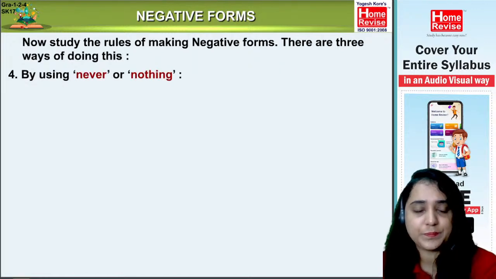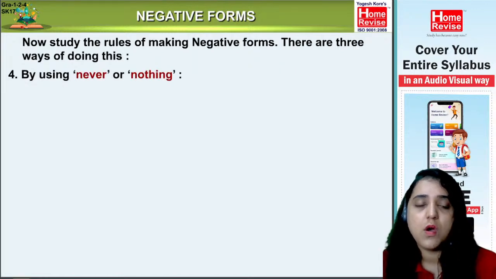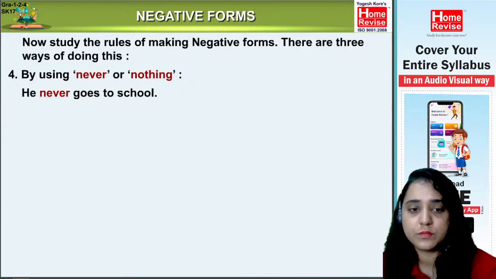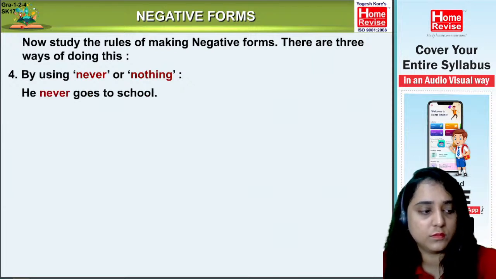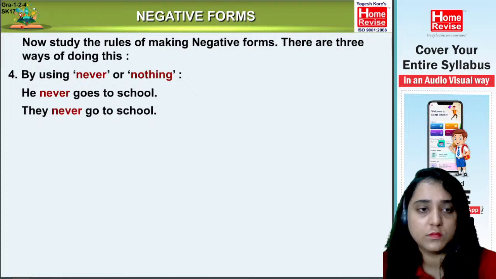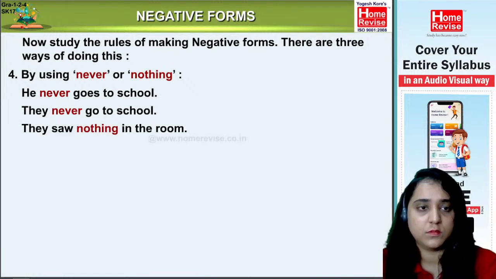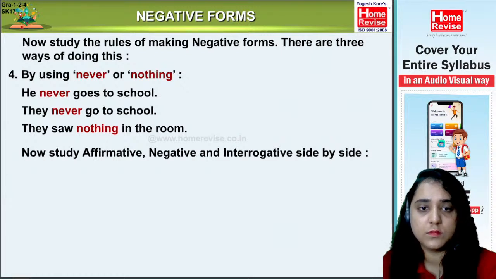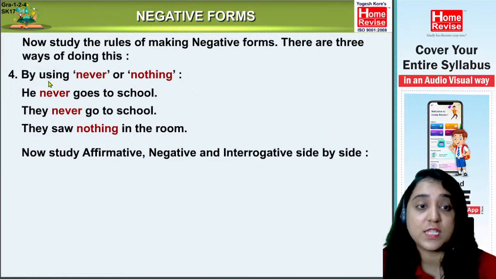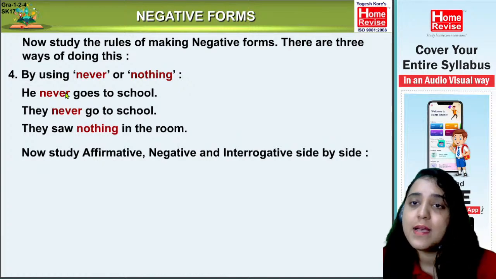Fourth, by using never or nothing. He never goes to school. They never go to school. They saw nothing in the room. Now study affirmative, negative and interrogative side by side. As it is written, we can do this just by using never or nothing, so using never or nothing we can frame these sentences.